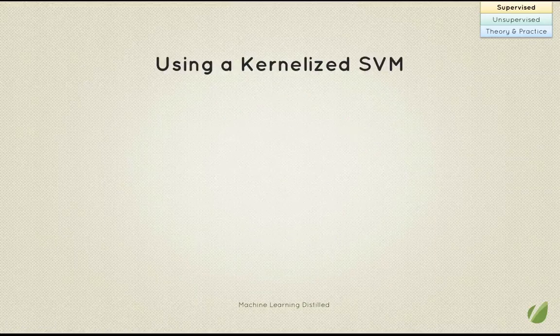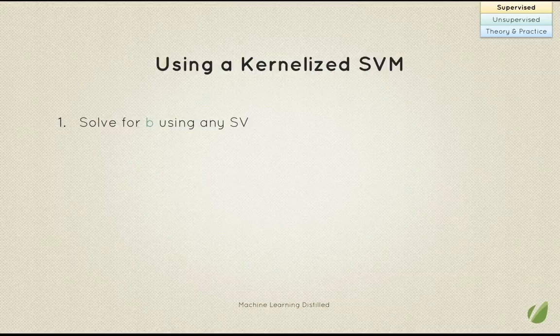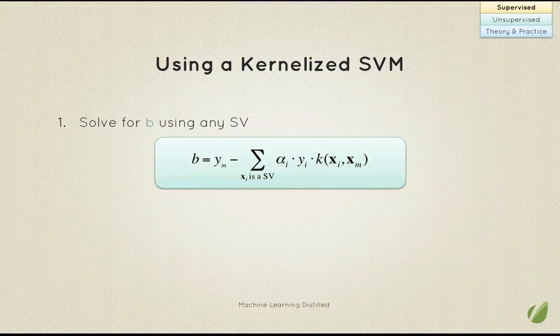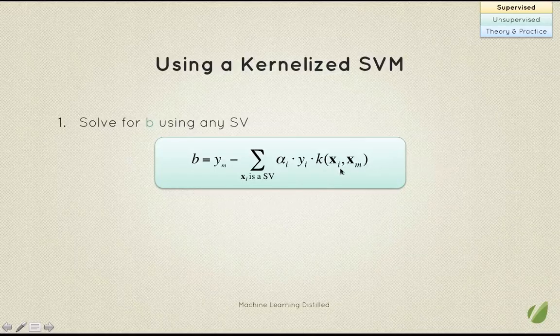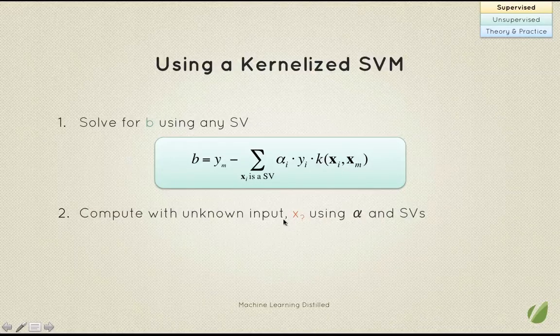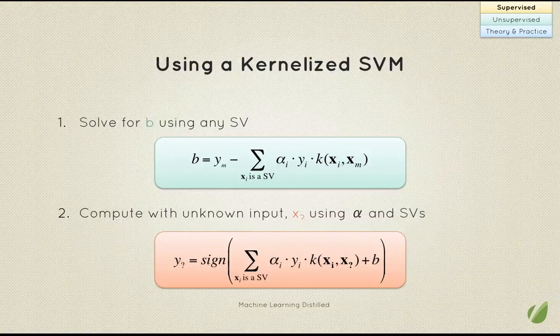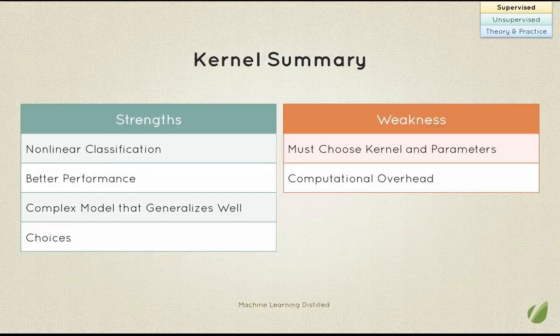If we use a kernelized SVM, how does that change the classification process? Well, it really doesn't change it that much. We first have to solve for b using a support vector. We can do it using this equation that involves alphas, and this is our kernel that maps between 2 instances. Secondly, we compute the unknown input x question mark using our alpha vector and the support vectors. We do so using this equation, which just uses our support vectors and our kernel function to compute the new classification.